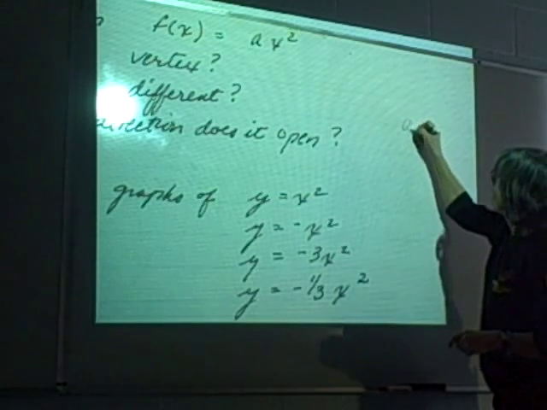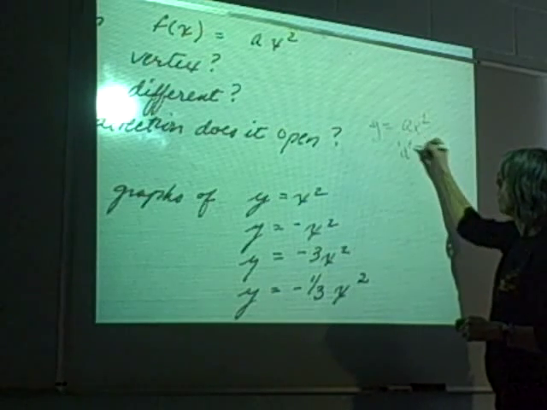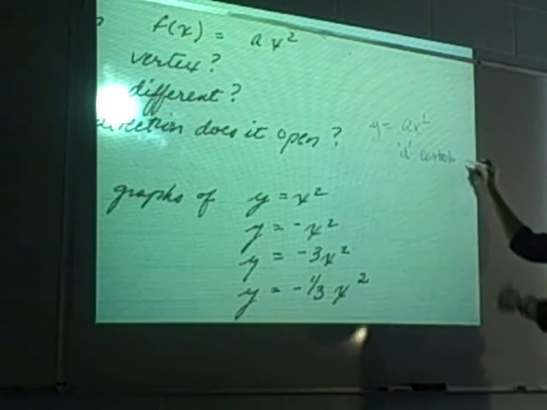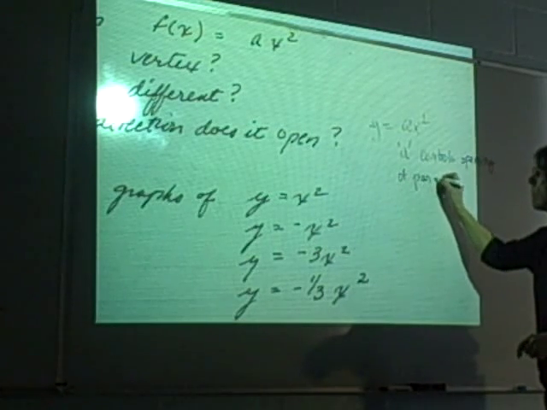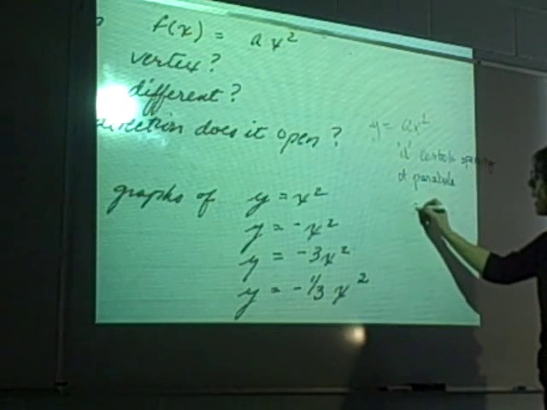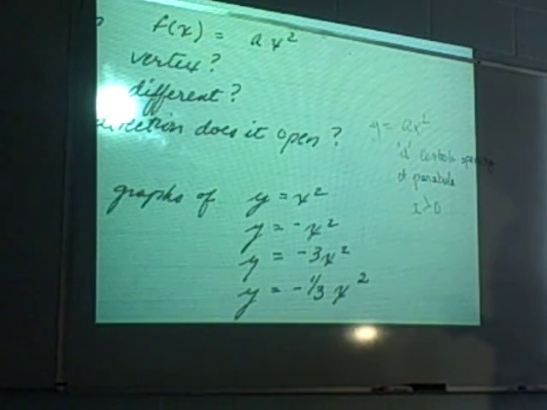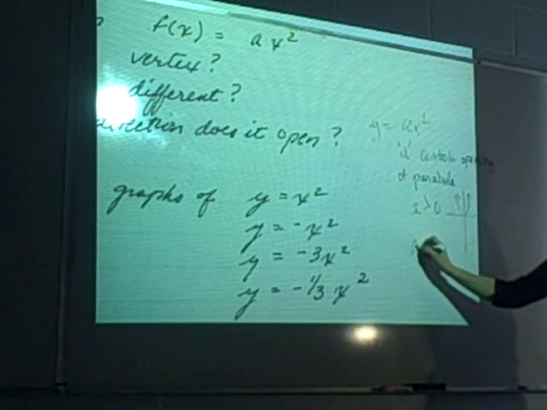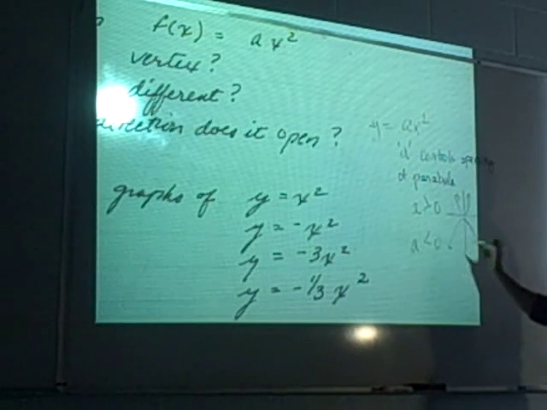Okay, so if I have ax squared, I know that the A controls the opening of the parabola. So when A is greater than 0, which way is it facing? Upwards. Okay, so when it's greater than 0, we know it will be positive or facing upward. And if A is less than 0, it is down, okay?